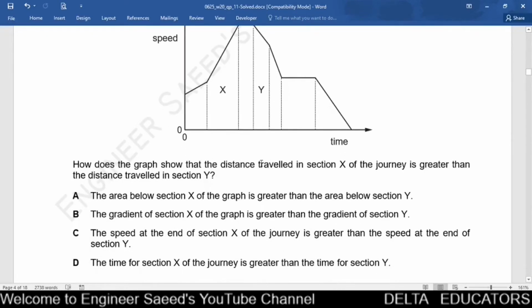Now we check the options. Option A. The area below section X of the graph is greater than the area below section Y. Yes, it is the correct reason. When the area under the curve is more, the distance covered will be more. So here our correct option will be option A.